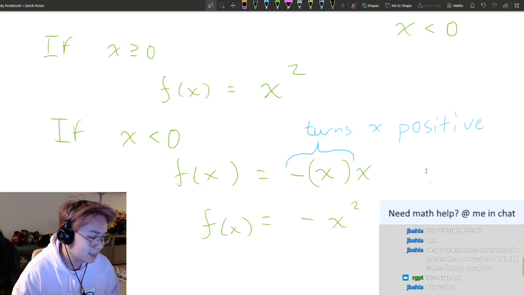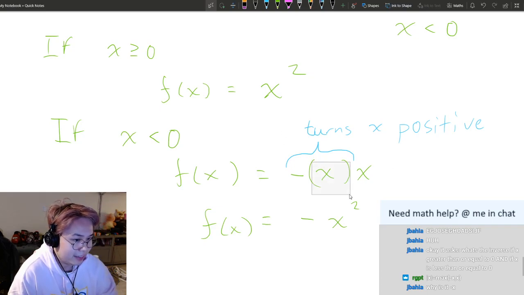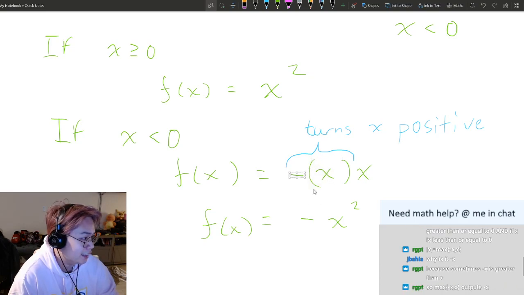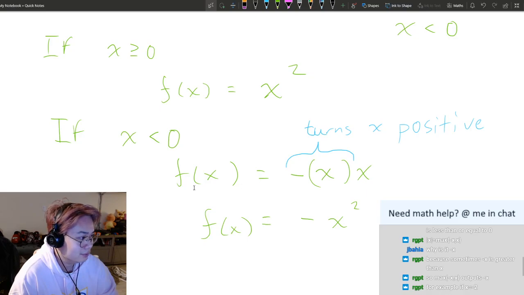Why is it negative x? Because if x is negative, right? That's why we broke it into two situations. If you know x is negative, then the absolute value needs to turn it positive. So we just multiply it by a negative. So this turns this into negative, or I mean positive, whatever.